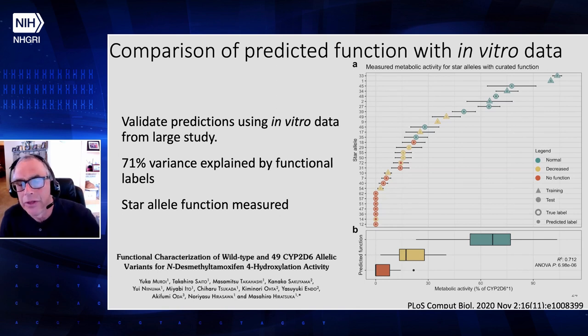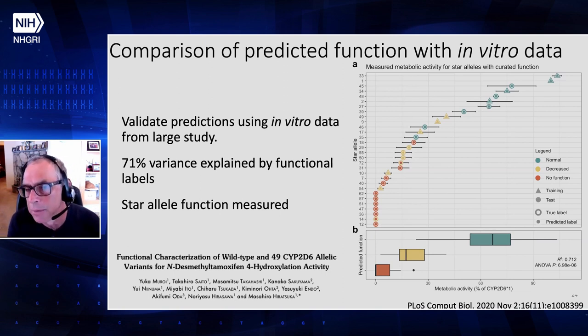We have the predicted, we have the actual activity that they measured on the x-axis, and then we've colored what our prediction was. Green is normal, yellow is decreased, red is non-functional. So I misspoke. Some of these data were in our training set, and they're the triangles, but the ones that are circles we had never seen before. So we were very happy because, as you can see, the green ones are to the far right in general, with a couple of exceptions.